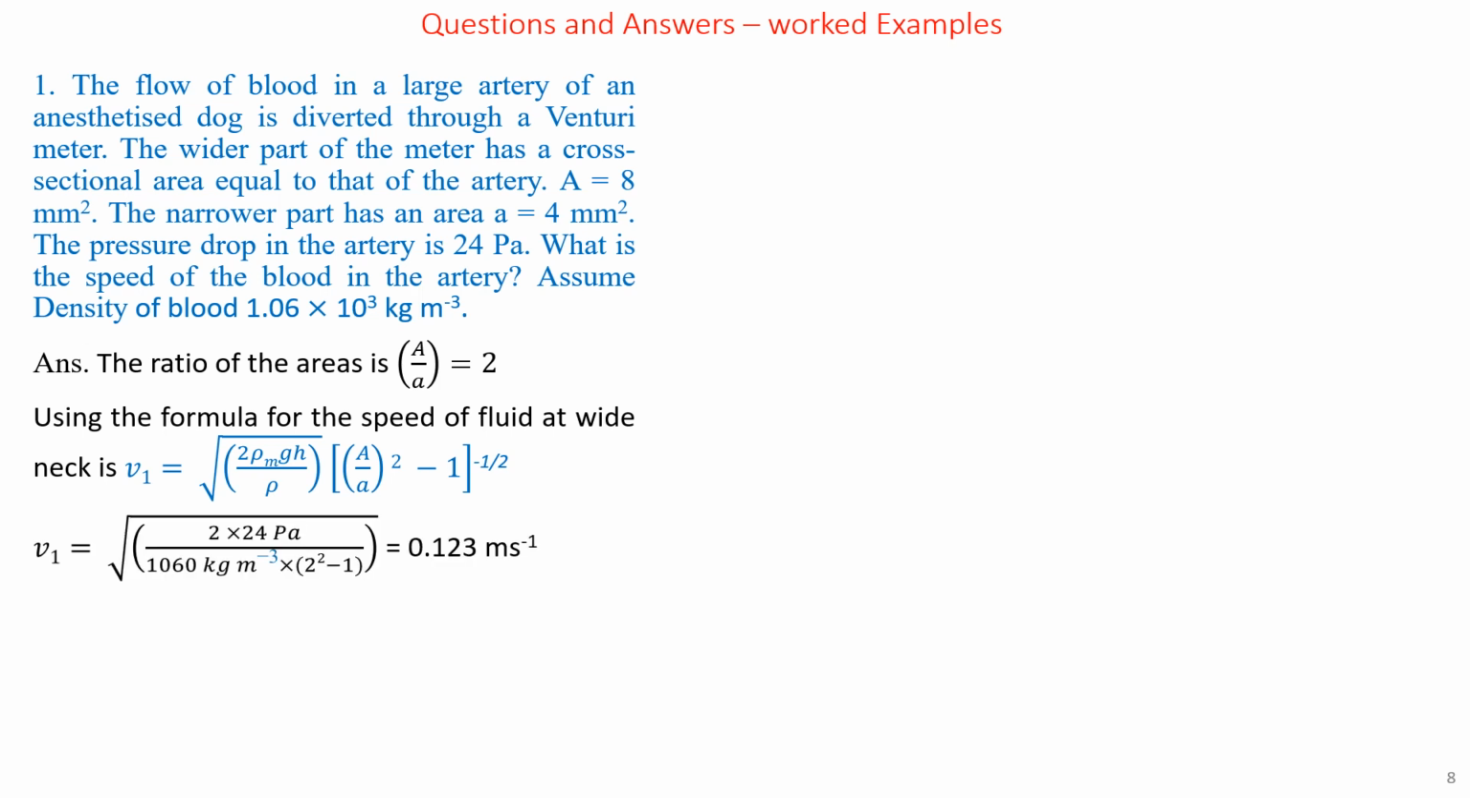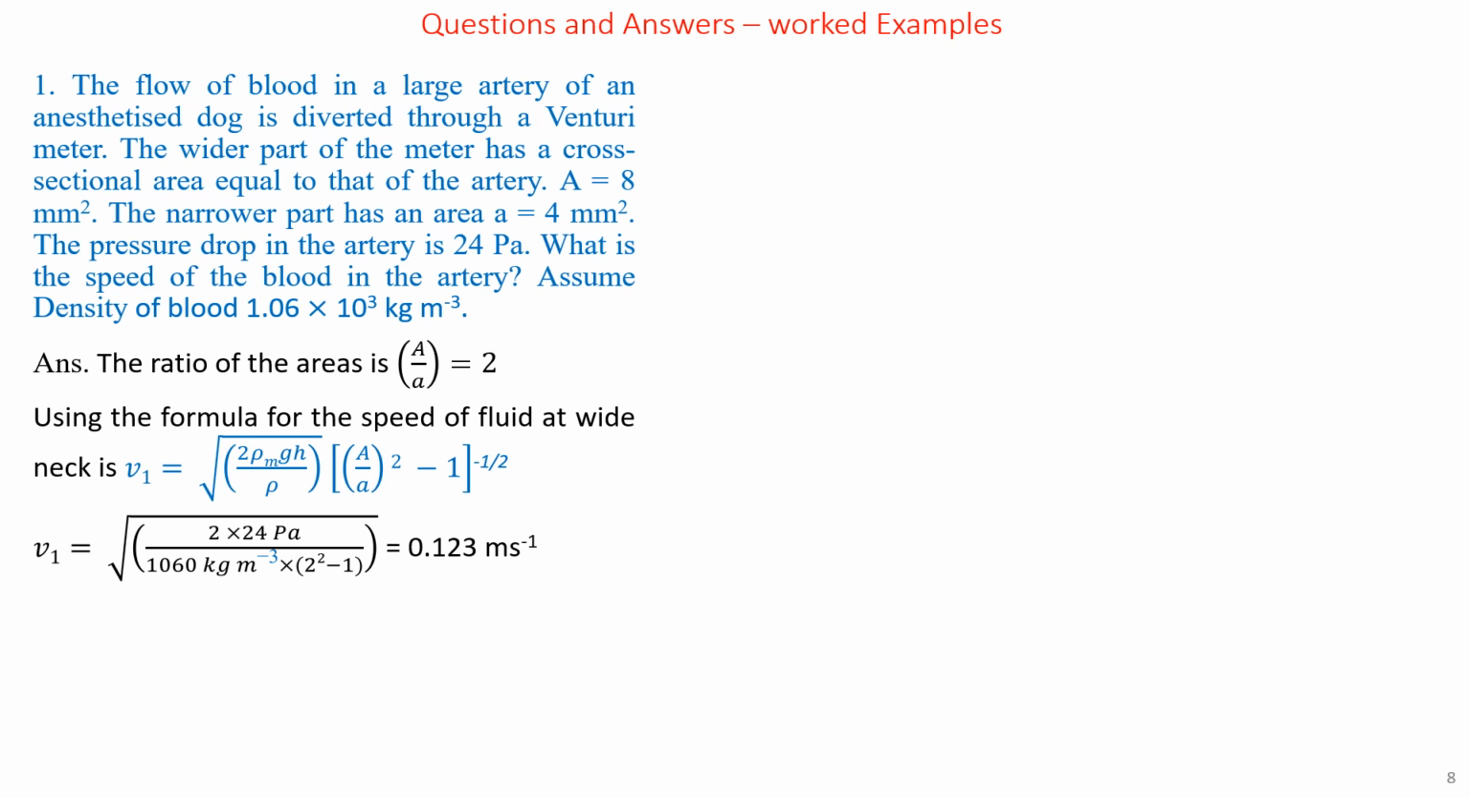Hence, substituting the values, 2 into rho m gh is equal to 24 pascals, and the value of rho is 1060 kg per meter cube into this value is 2 square minus 1, that is A by a is 2. 2 square minus 1 whole to the power of minus half is taken inside, and simplifying we get 0.123 meters per second. You please do it and write it step by step.